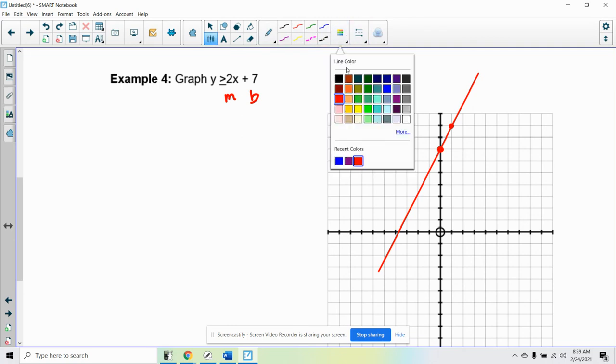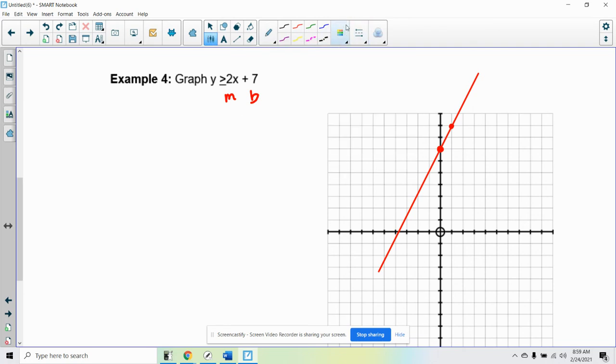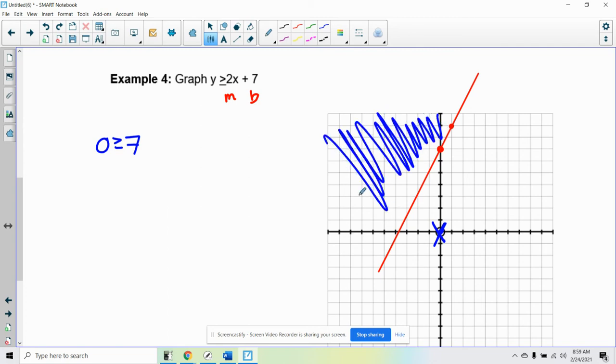Now I have to decide, okay, which side should I shade? Do I shade the 0, 0 side or the other side? Well, let's test 0, 0. I plug in 0 for x, 0 for y. I get 0 is greater than or equal to 0 plus 7. 0 is greater than or equal to 7. Not a true statement. That's a false statement. So this point does not work. So I don't shade that side. I'm going to shade the other side. So that's my solution set to this equation.